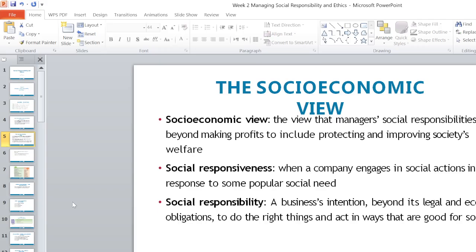We have social responsibility, which is what we will cover in this class. It is a business's intention beyond its legal, economic, and social obligations. So when we talk about social responsibility, it is higher than all the other views that we mentioned.